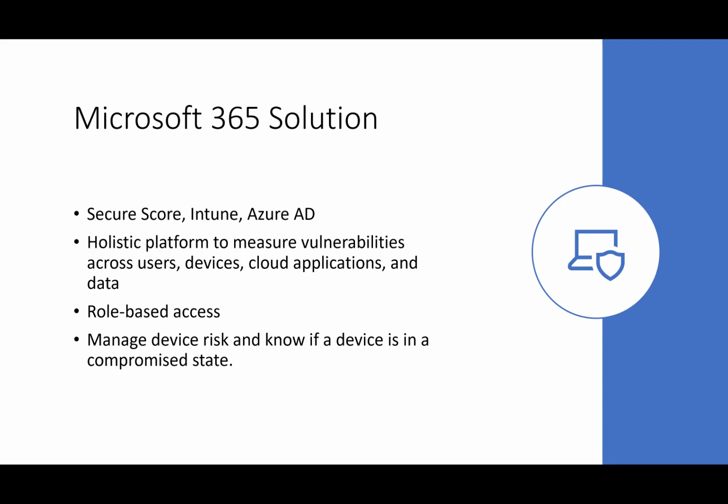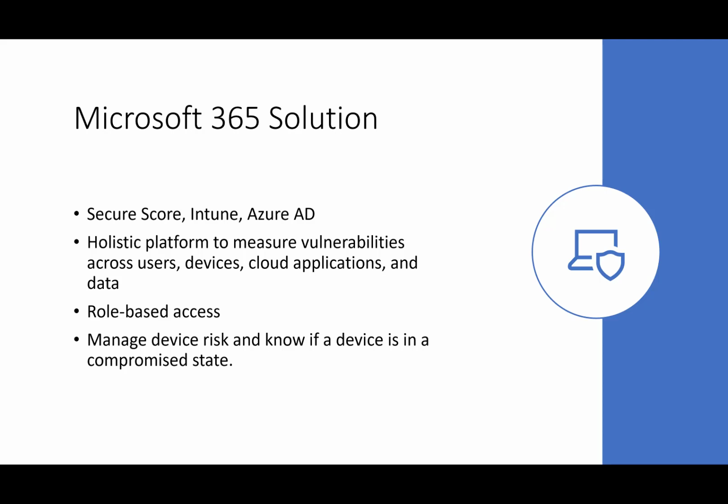Secure Score is, again, much like Compliance Score, where we're giving an assessment of the overall posture of the tenant itself and giving recommendations on how to improve our security score. It's a holistic platform we can use to measure vulnerabilities across users, devices, cloud apps, and data. With Azure AD, we have basic role-based access control to help us implement a model of least privilege so that we only give rights to people who need it.